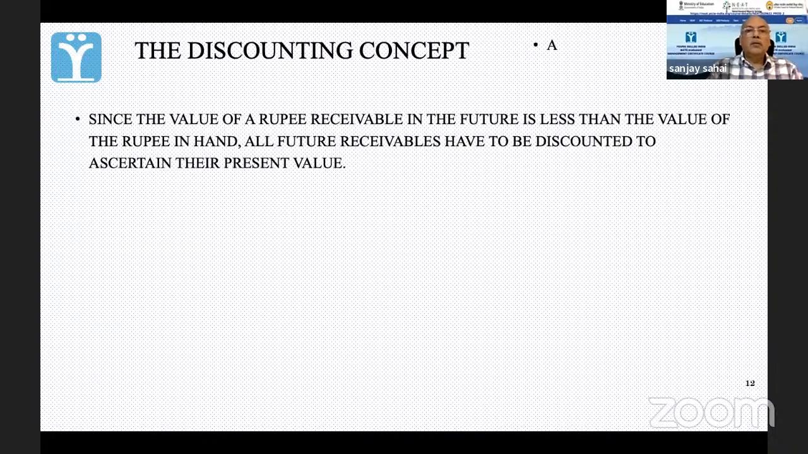Now, we come to our next concept, the discounting concept.